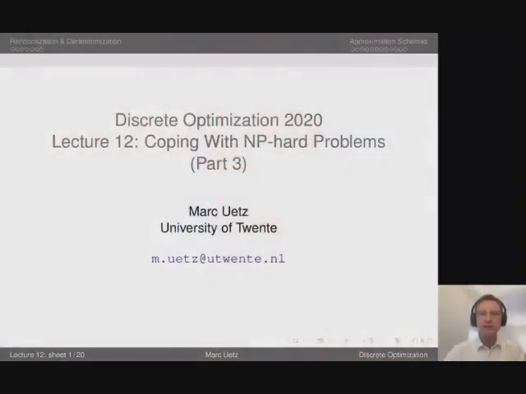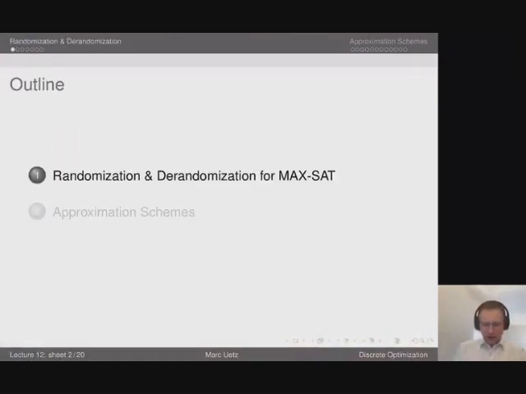So what I'm going to do in this lecture is two more things that I hope you still like to see in discrete optimization, namely in coping with NP-hard problems. And the first of these two things has to do with the power of randomization in the design of approximation algorithms. And I'm going to do that on the example of the maximum satisfiability problem.